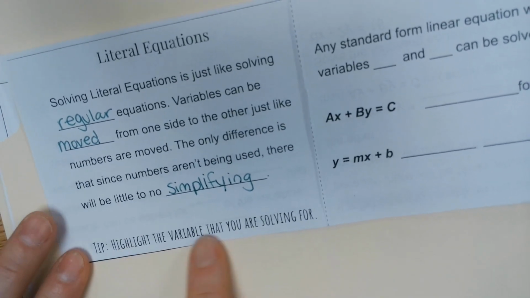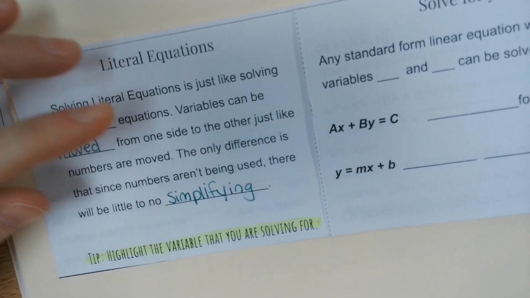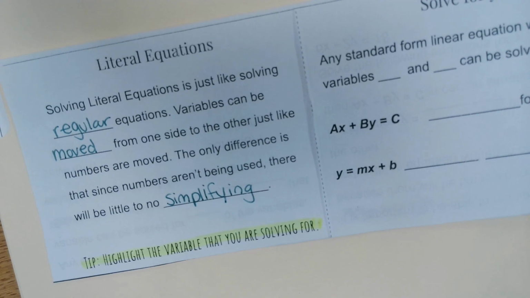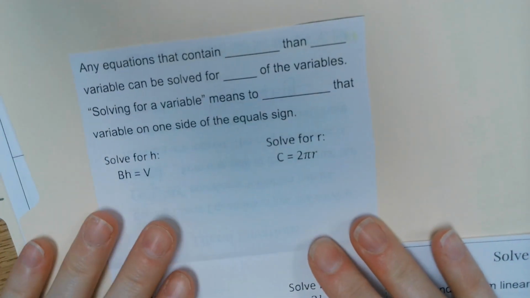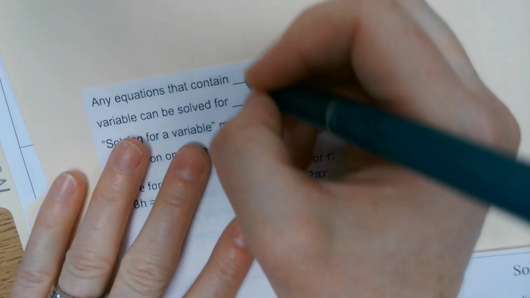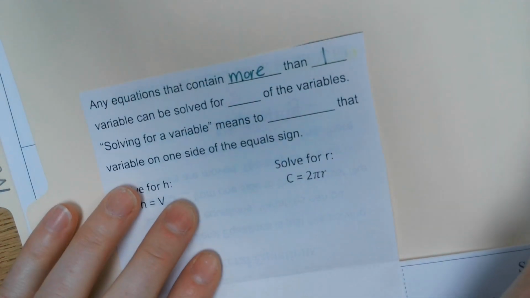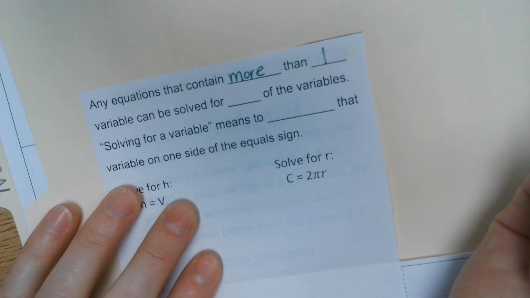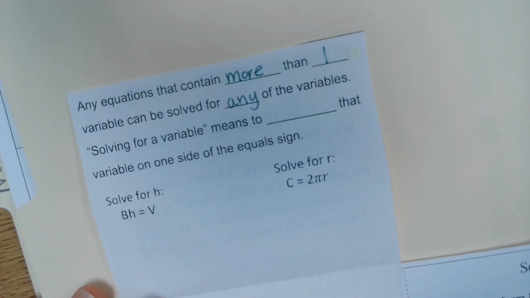Tip, highlight the variable that you're solving for. So if you're solving for h, then you highlight that variable. If you have a highlighter, great. If you don't, you can just box the variable that you're solving for as you go. Any equations that contain more than one variable can be solved for any of the variables.